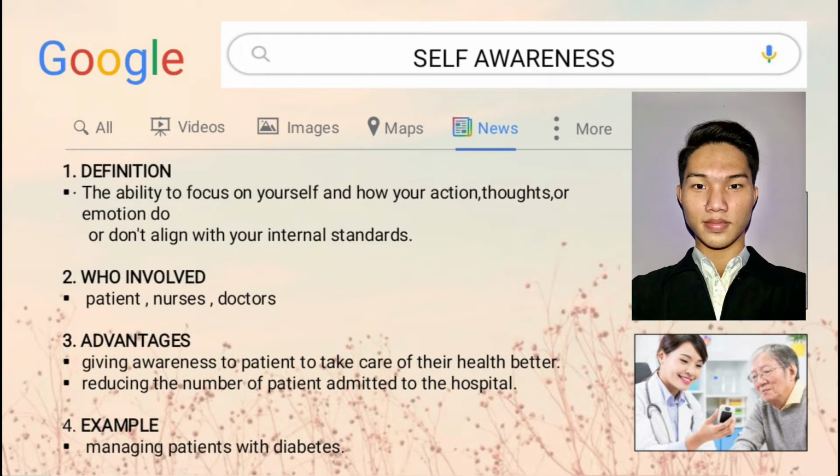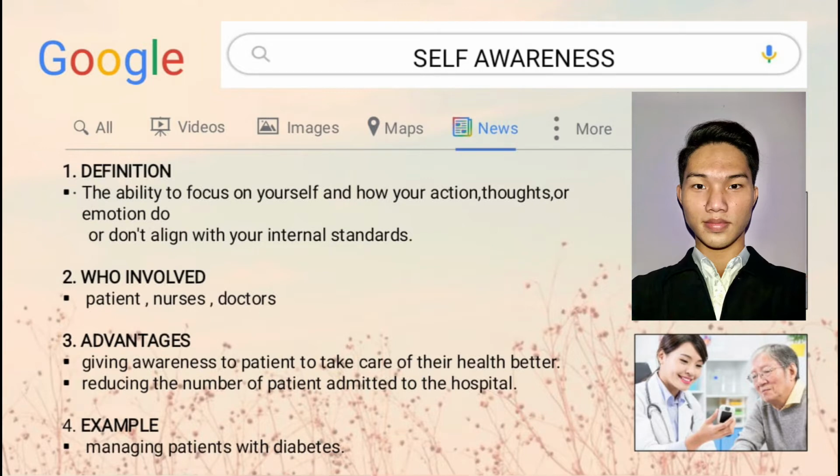So next is self-awareness. The definition of self-awareness is the ability to focus on yourself and how your actions, your thoughts or emotions do or don't align with your internal standards. Those involved in self-awareness are the patient, nurses and also the doctors. The advantage of self-awareness is giving awareness to patients to take care of their health better and reducing the number of patients admitted to the hospital.